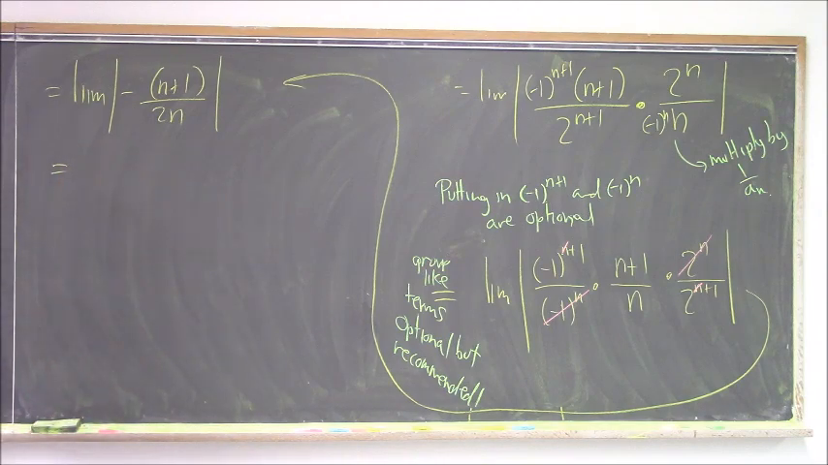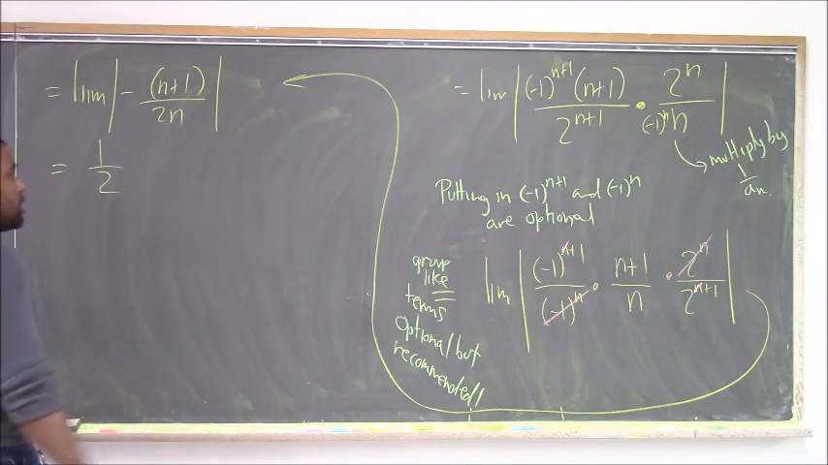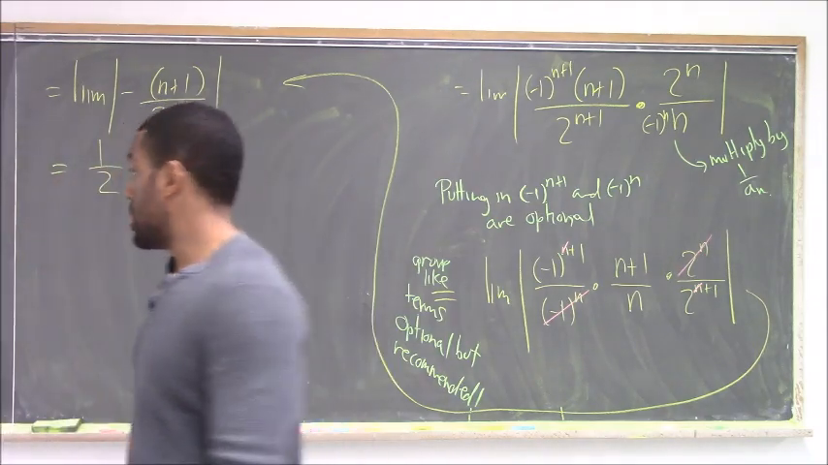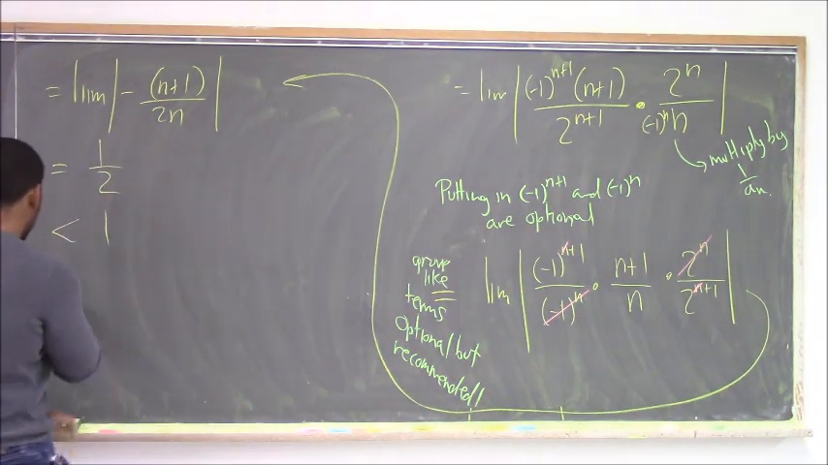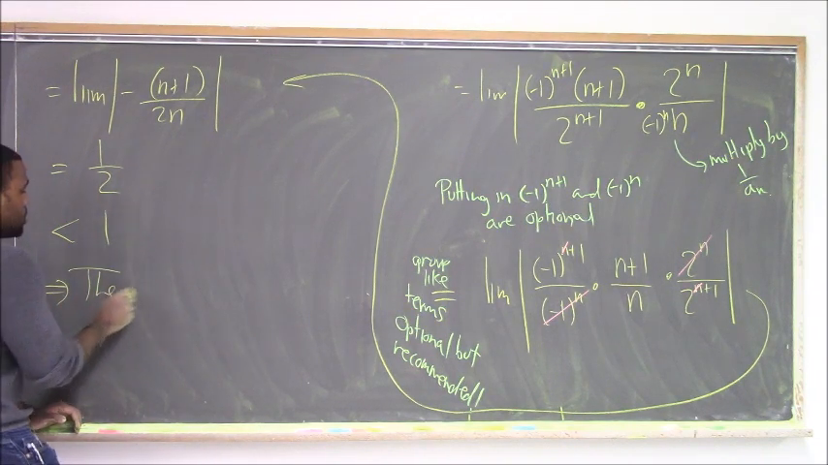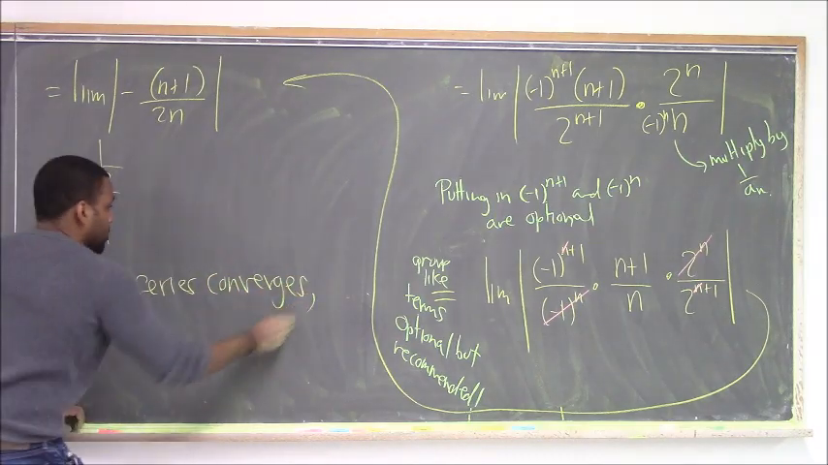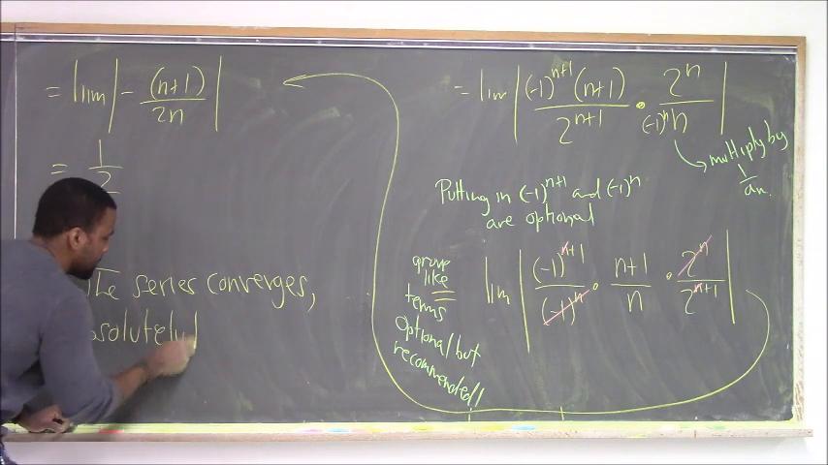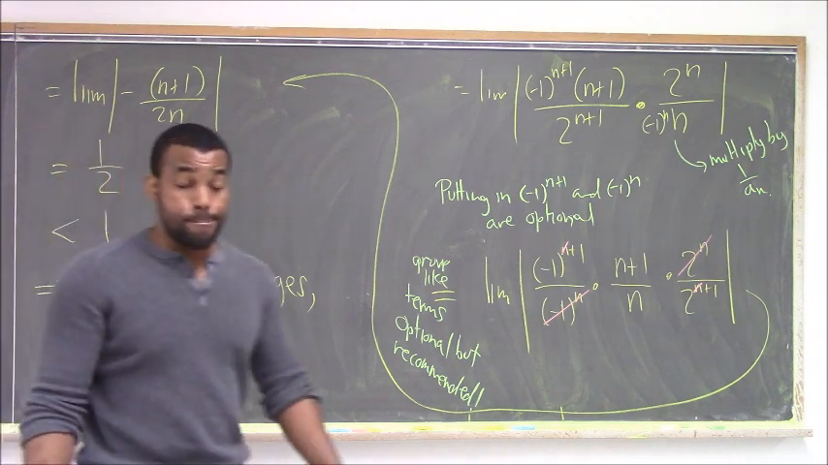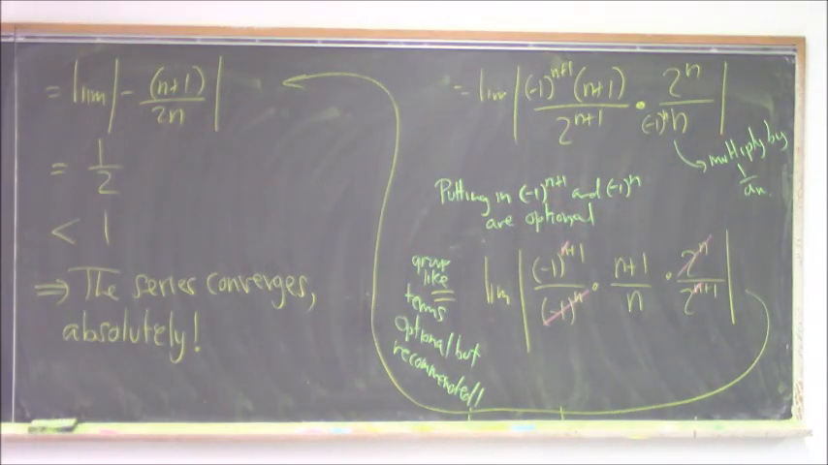Now, that limit is, that's right, it's a half, which is a very special number. Why is that number special? Well, because it's less than one. Which means the series converges. In fact, it converges absolutely. Which is good. Series converges. Absolutely converges.